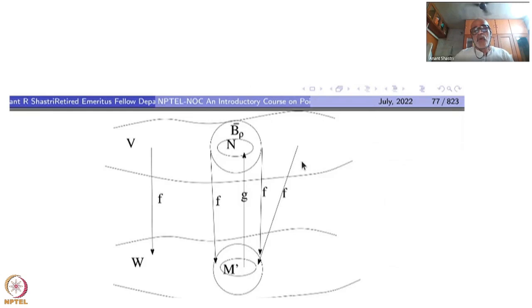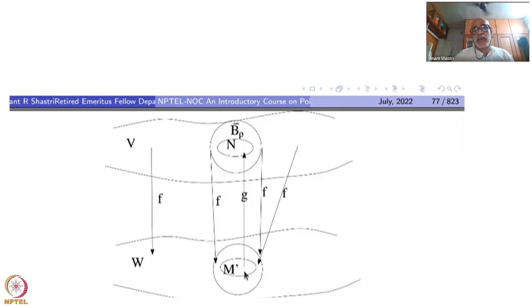Okay. So what did we start with? We started with a neighborhood M prime and a neighborhood B rho bar here of the corresponding neighborhood. For each point in M prime, there is a unique g inside this bar. What is g? F of that is back to M prime here in W. So go by g and come back by F.